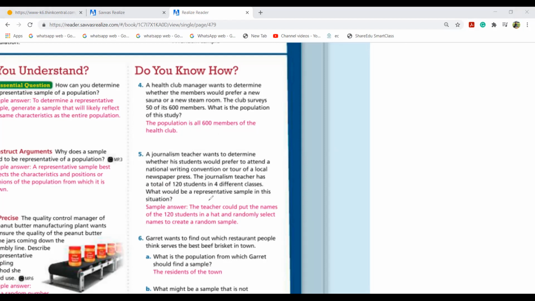Now, girls, first of all, the teacher can put the names of 120 students in a hat and then randomly select the names to create a random sample. First, she will put them in a hat or in a box and then she will select from them. That is called the representative sample. Representative sample means you have to put all of them together and then from them you need to select. Hat means from where she has to pick up the chit or something. And then she will randomly select the names to create a random sample.